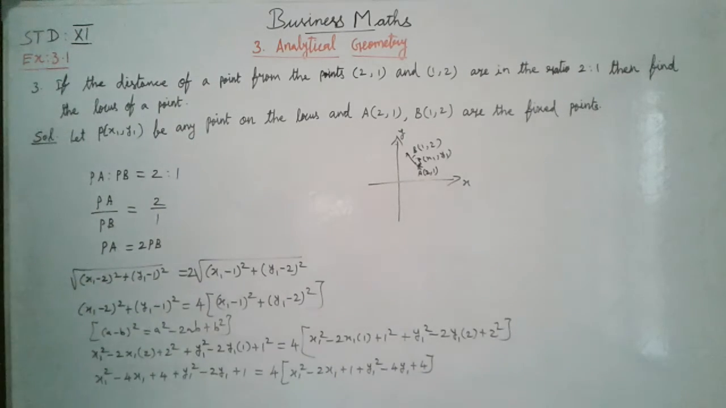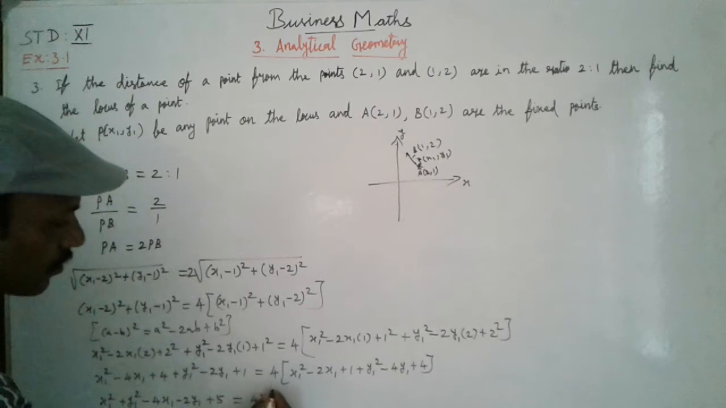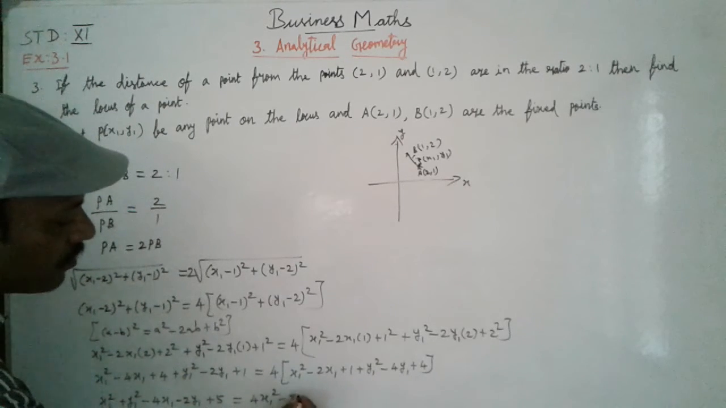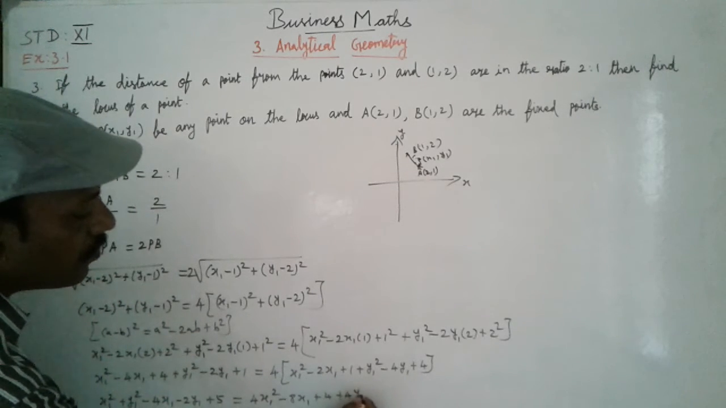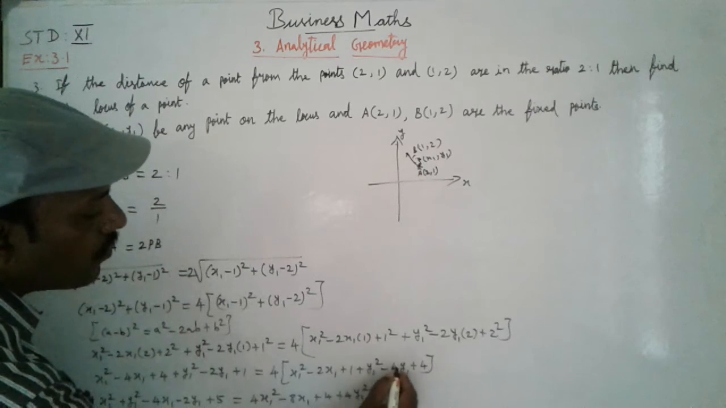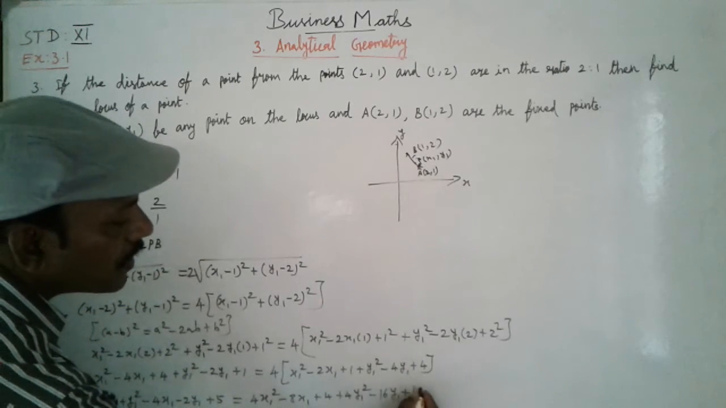We should multiply inside. Write in order: x1 square plus y1 square minus 4x1 minus 2y1, 4 plus 1 is 5, equal to this 4 multiplied inside: 4x1 square minus 8x1, 4y1 square, minus 4 4s are 16y1, plus 4 4s are 16.